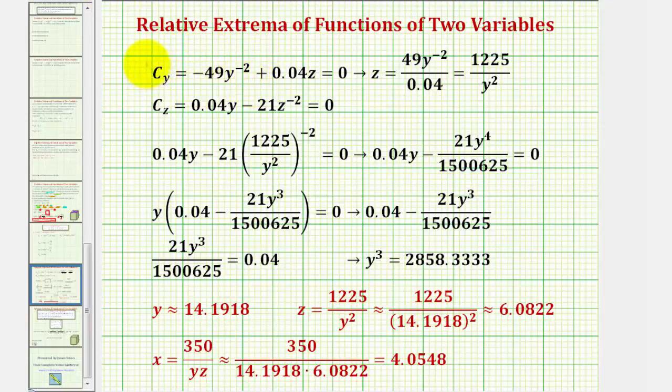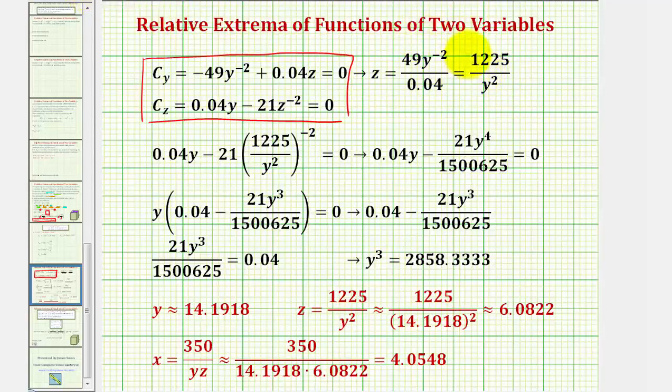So here are the first order partials set equal to 0. This is a fairly involved system of equations which we'll solve using substitution. So I decided to solve the first equation here for z. So I added this term to both sides of the equation and then divided by 0.04, giving us this value here for z. But if we find this quotient and move y to the negative 2 to the denominator, we can also write z as this fraction here.